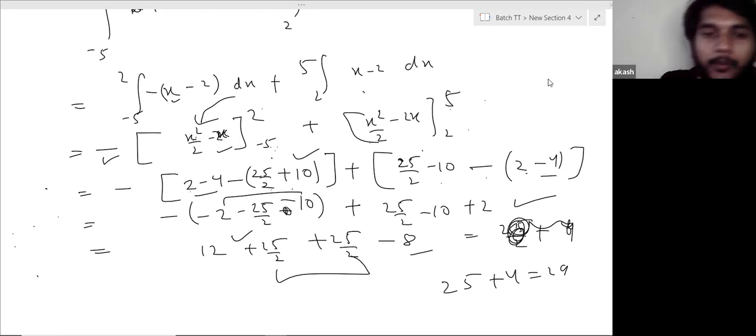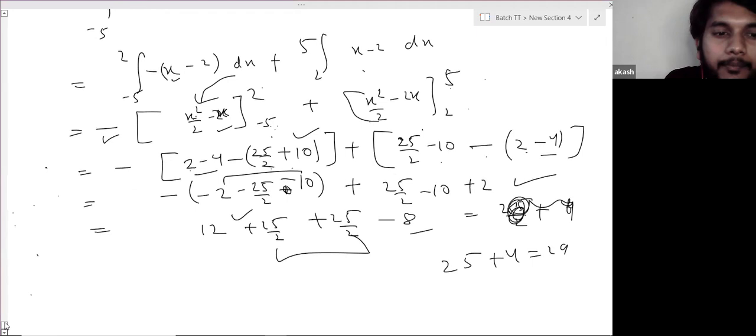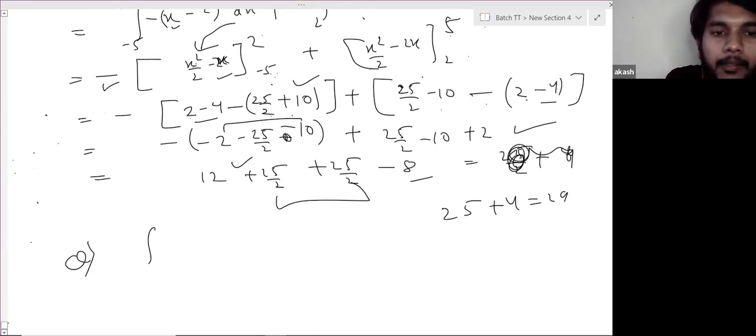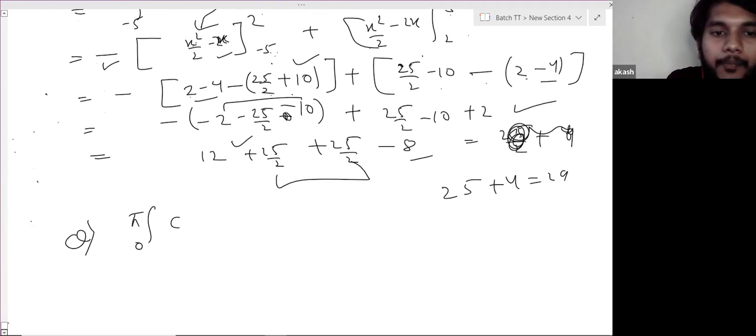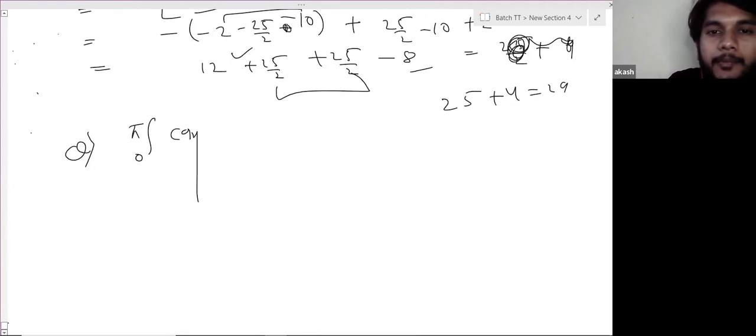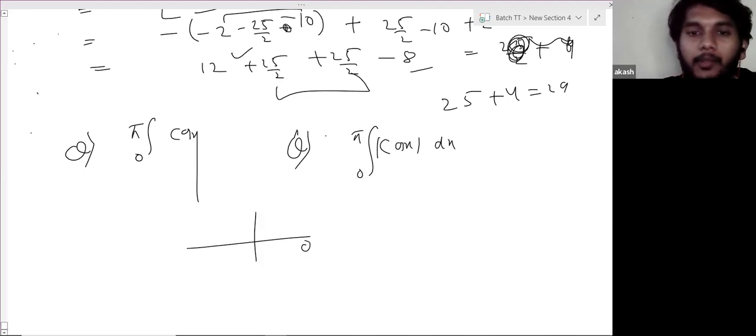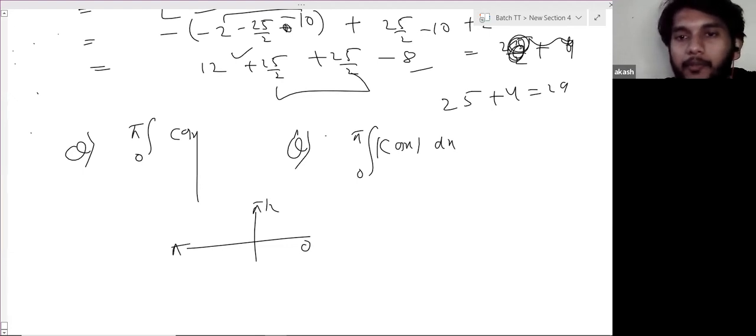All right. I was going to give you one homework question. Zero to pi, cos x modulus dx. All right. Just think about this. When cos is negative, when cos is positive. Then you have to open the modulus.